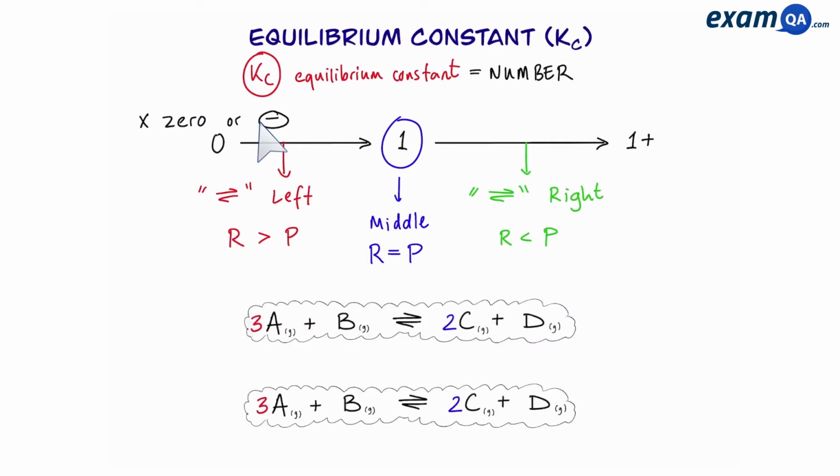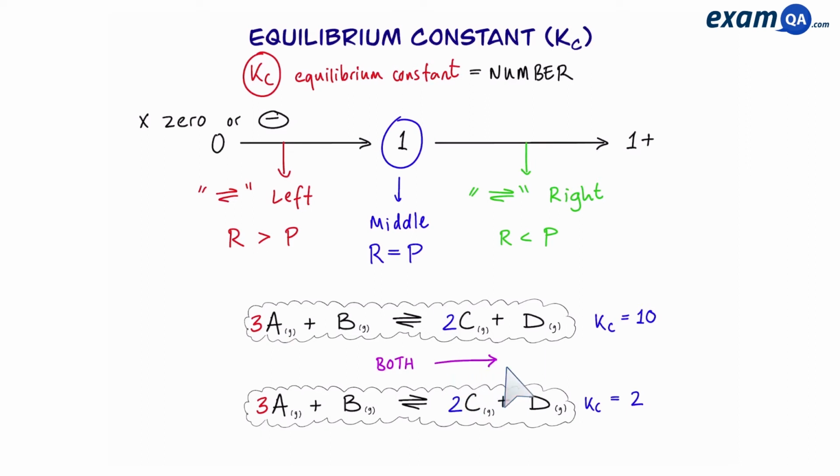Okay, so let's say we have our two reactions again, and for both of them we've been given the Kc value. The Kc for the first one is 10, and for the second one it's 2. So can we now compare the position of the equilibrium in the two reactions? Well, first of all, we can see that both numbers are greater than 1. That means in both reactions, the position of equilibrium is towards the right.